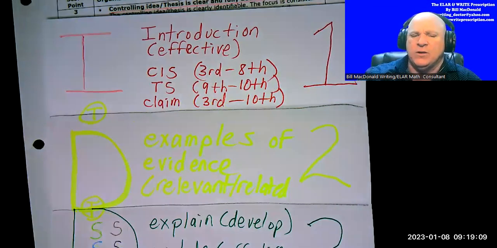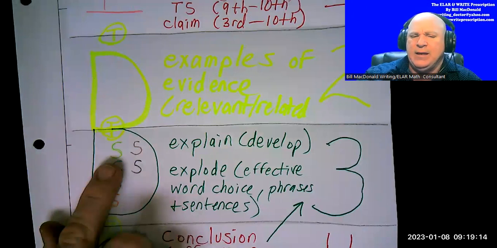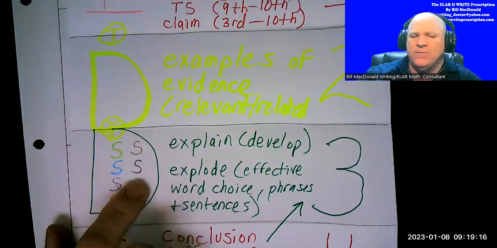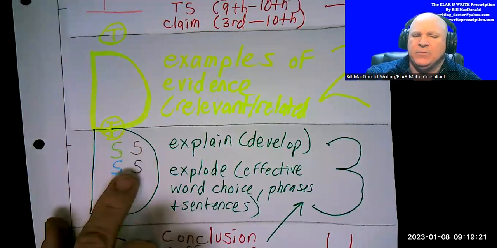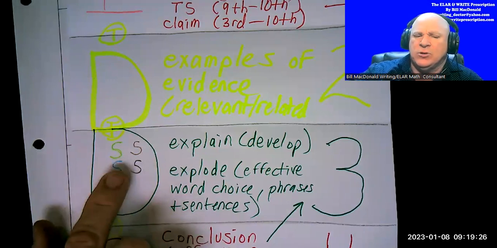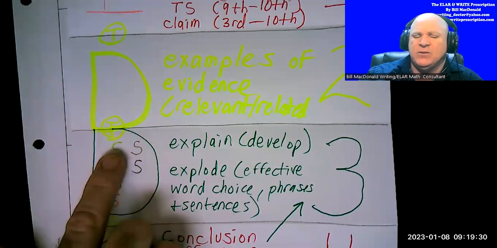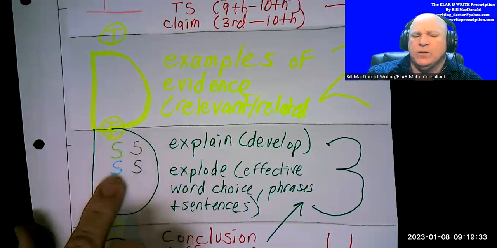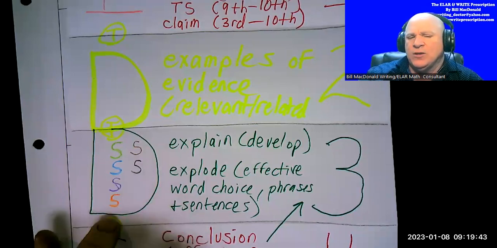And I want you to notice in the D for development part where you explain, I have 1, 2, 3, 4, 5, 6 different S's. And so if you decide to use one example of evidence, turn yellow to green by just explaining it. If you have 2 examples of evidence, you've got to explain both. 3 examples of evidence, got purple there, explain all 3. You have 4 examples of evidence, you have to explain all 4.